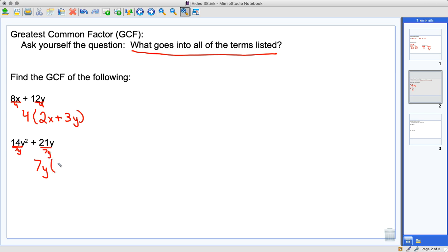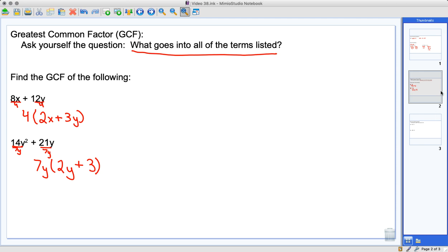So 14 divided by 7 is 2. Y squared divided by y, use your exponent properties from last chapter. You get a y, because 2 minus 1 is 1. Plus 21 divided by 7 is 3. And then 1 minus 1 is 0, so we don't even write that y anymore. The way that you can check is if you distribute this, like we did a couple sections ago, would you get back to the original problem? That's always what we want to get back to, the original problem.